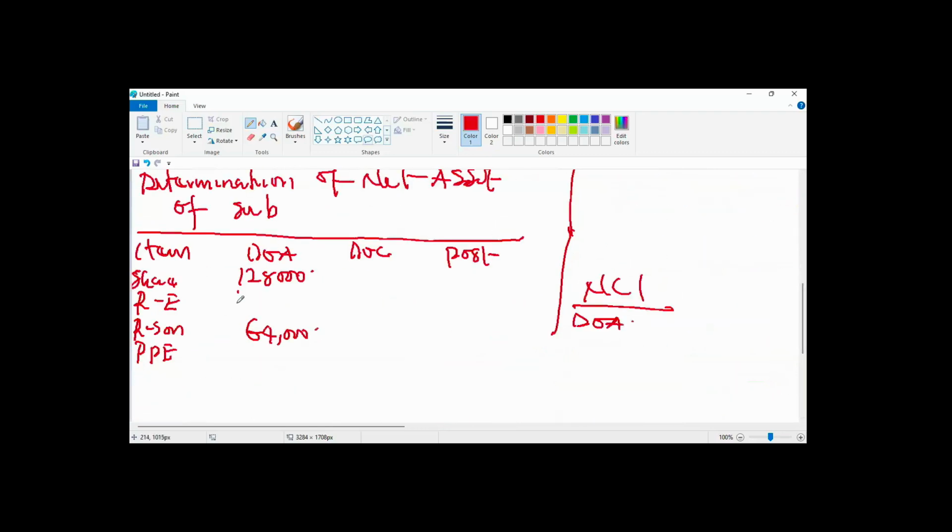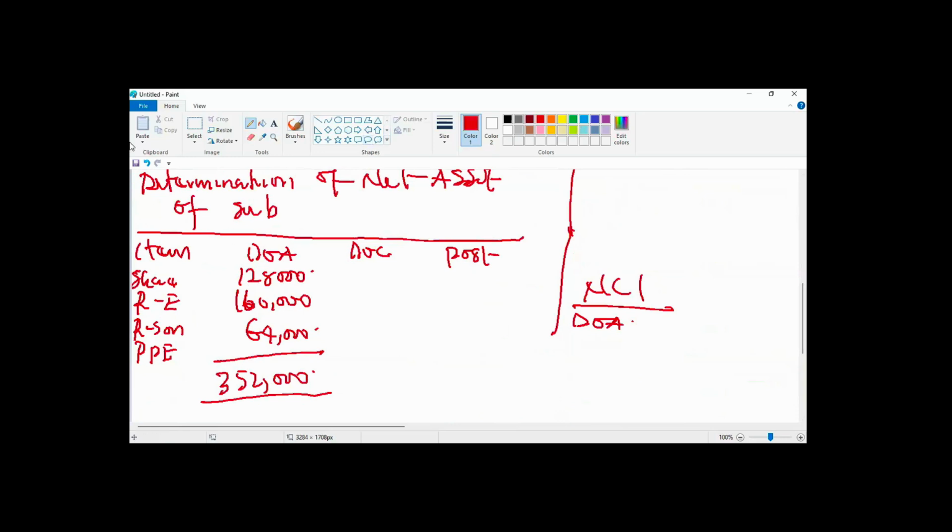$160,000. I will now add everything together. 128 plus 160, 352. We now have 352,000. That is the net asset at the date of acquisition.